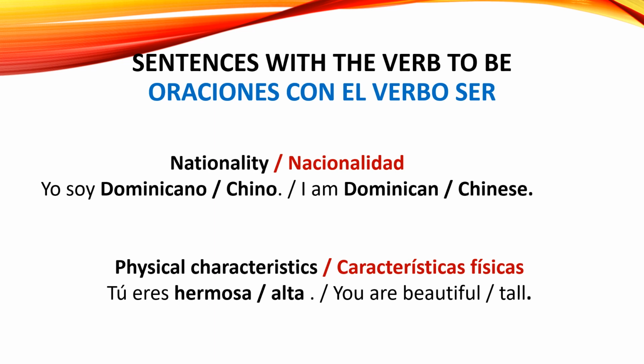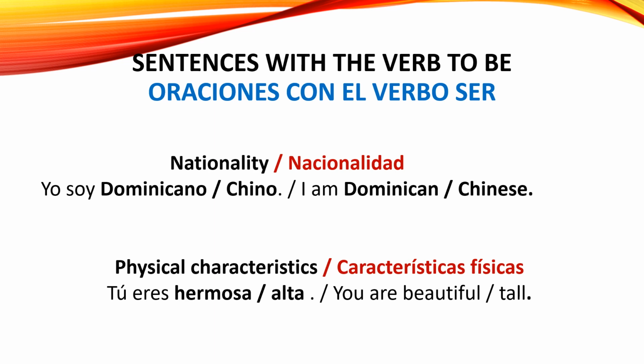Sentences with the verb to be. Oraciones con el verbo ser. Remember, the meaning right now is ser. Nationality, nacionalidad. Let me give you an example here. Yo soy dominicano. Dominicano is a nationality, which in English is Dominican. Or you can say, yo soy chino. I am Chinese.